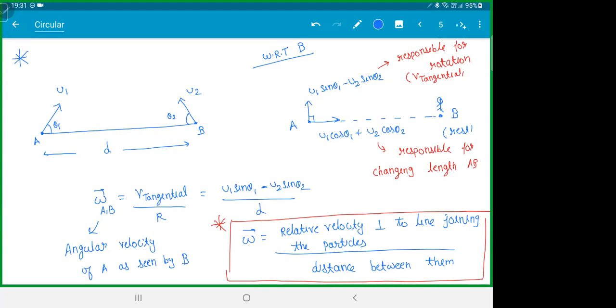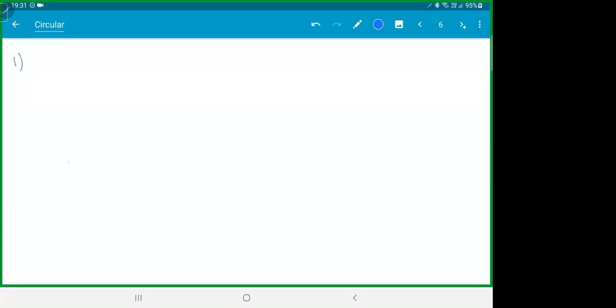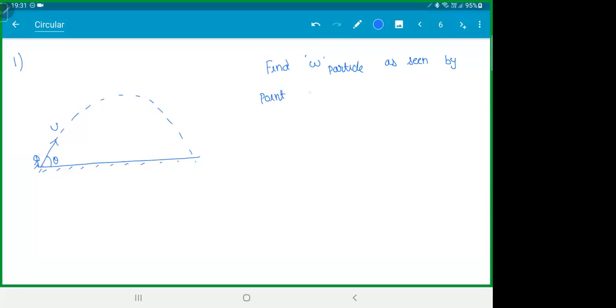Let's see a question. A particle is projected with u and theta. Observer is standing at the point of projection. Find omega of the particle as seen by the observer when it is at h max.